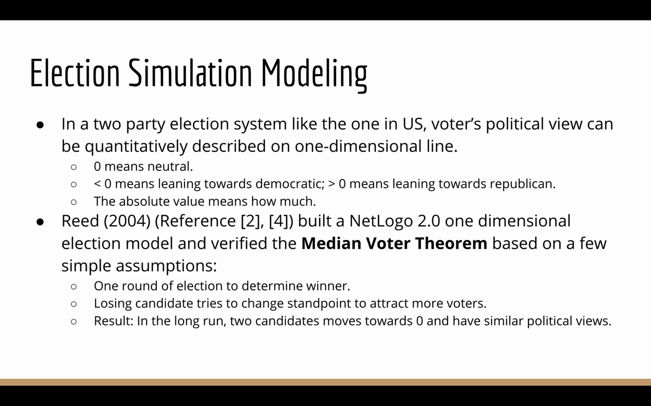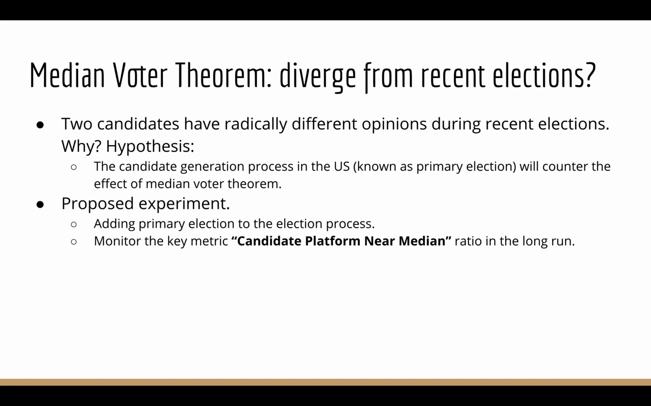Based on this, Reed in 2004 implemented the NetLogo 2.0 one-dimensional model and used it to verify the median voter theorem based on a few assumptions. There is only one round of election to determine the winner, and the losing candidate tries to change standpoint to attract more voters. As a result, in the long run, the two candidates are moving towards 0 and have very similar political views. This kind of diverged from our observation in the recent elections.